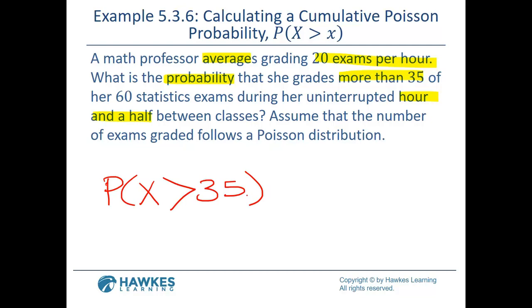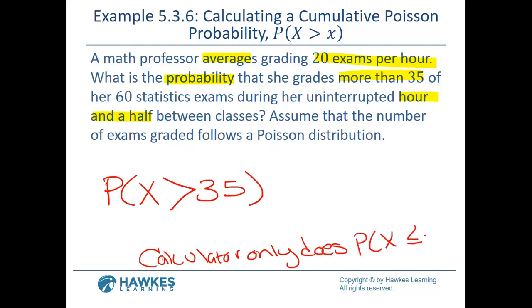Okay. Now, here's the deal though. Remember when I said the calculator only does the probability that x is less than or equal to x. Nowhere did I say it does more than. Okay? So we have to think about this a little bit.